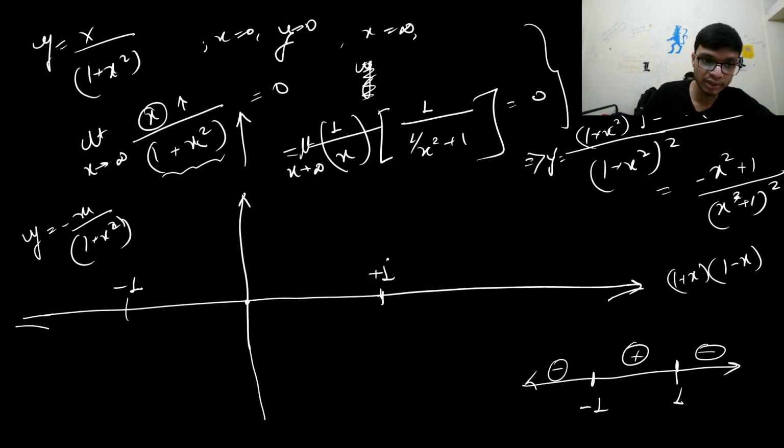That means in the region from minus infinity to minus 1, the graph is decreasing, and after minus 1 it will be increasing. If we put the value of minus 1 in this particular result, we'll get the value as 1 by 2. So this will be an increasing type of graph, and at that point it will actually become 1 by 2.